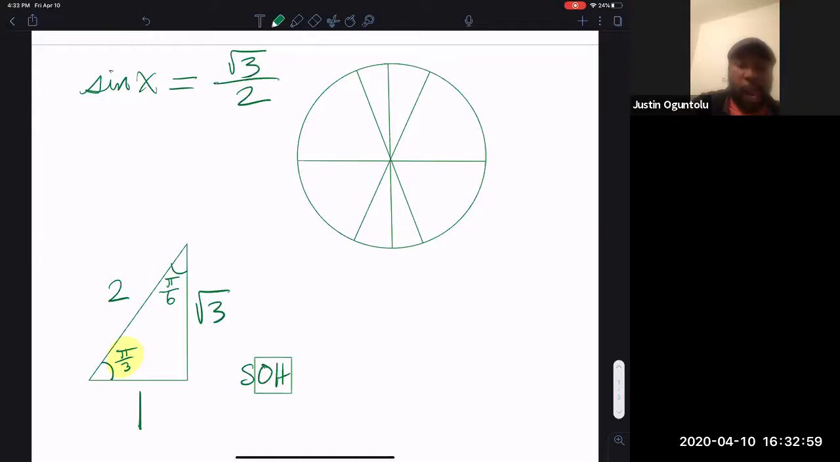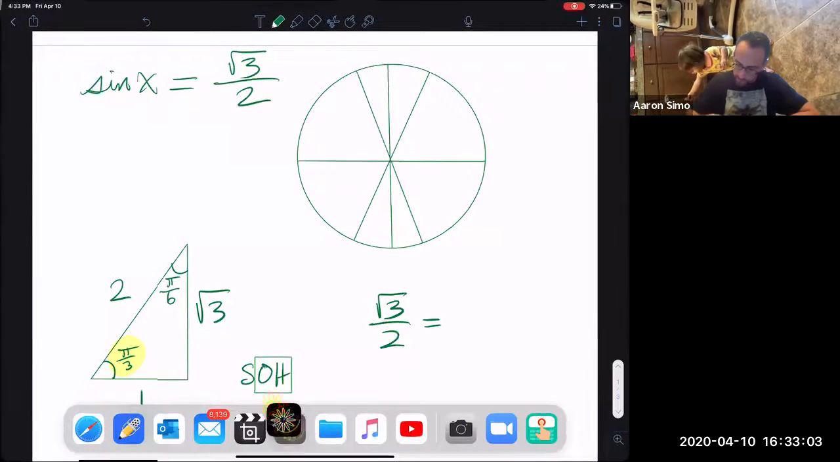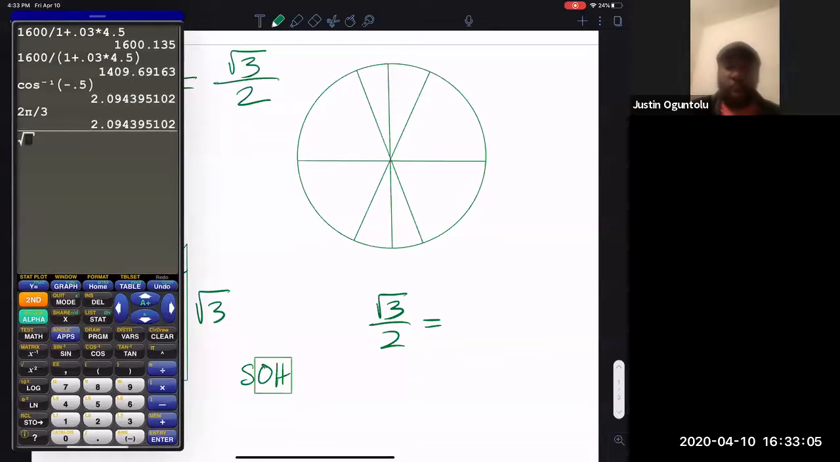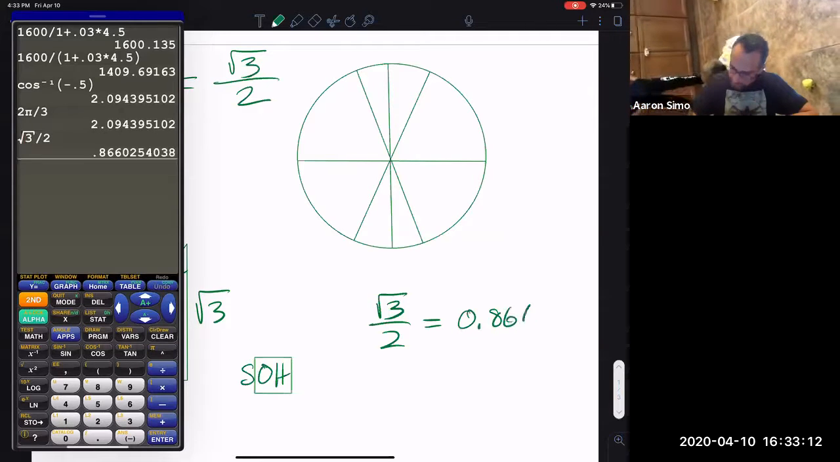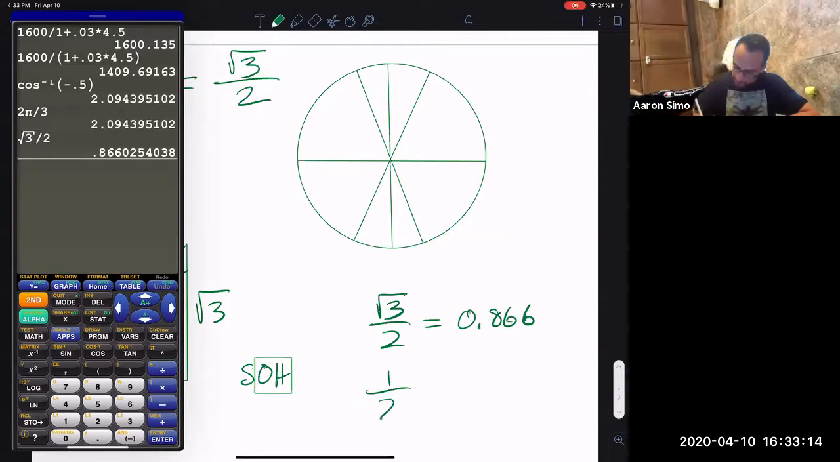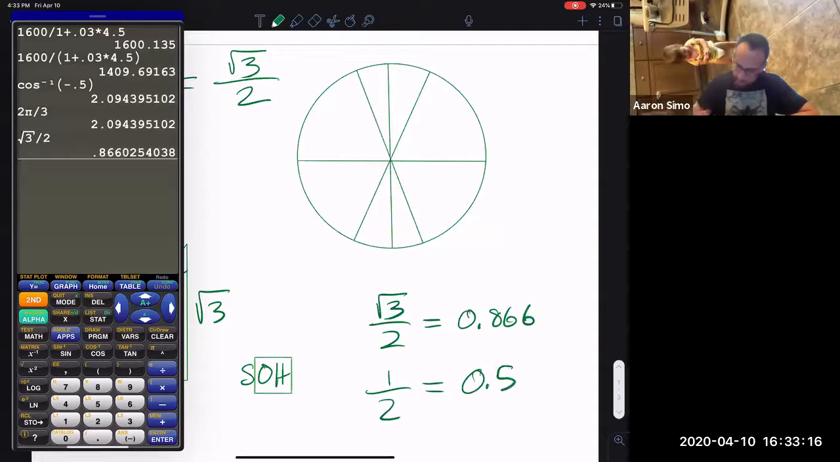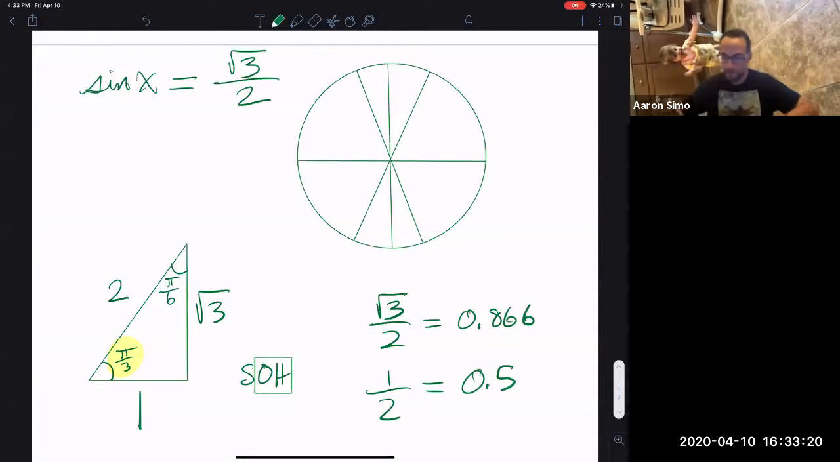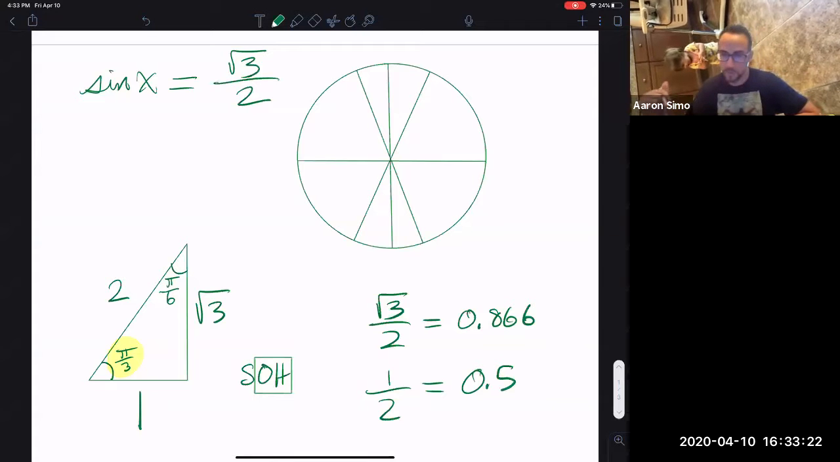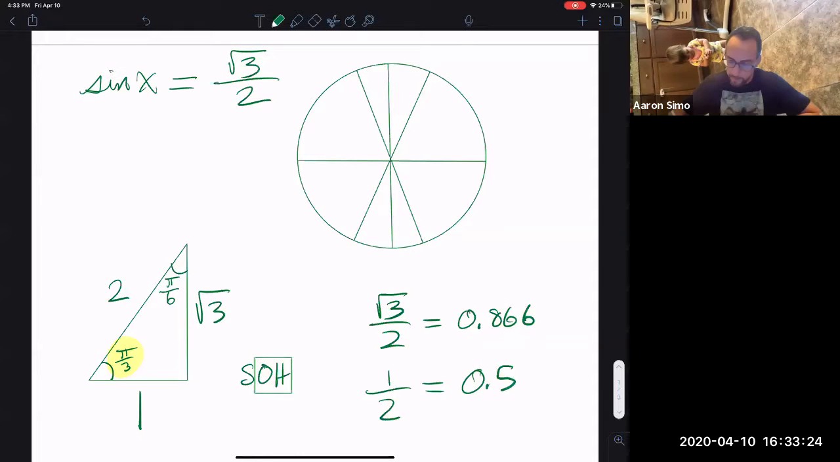Root 3 over 2 is a bigger number. Square root 3 divided by 2 is 0.866, and then 1/2 is 0.5. So I want the y value to be bigger. So I want the tall x, not the short x. Do you get that? So then my answers are here, here, here, and here.